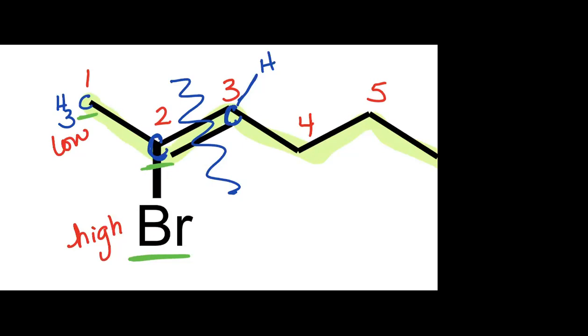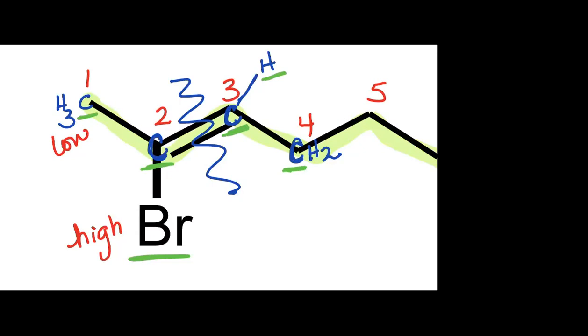Let's move on to whatever is attached to carbon 3. On carbon 3, we can see that carbon 3 is directly attached to a hydrogen pointing up and to a carbon pointing down.